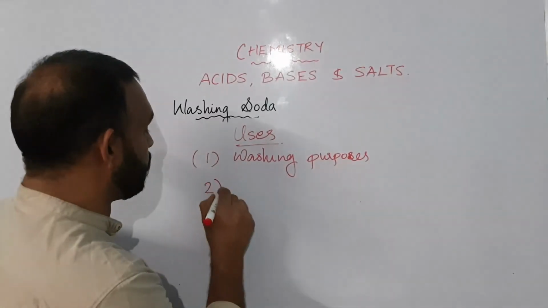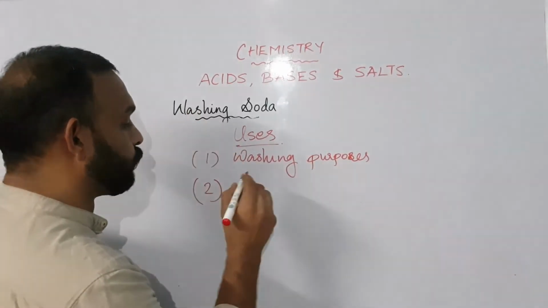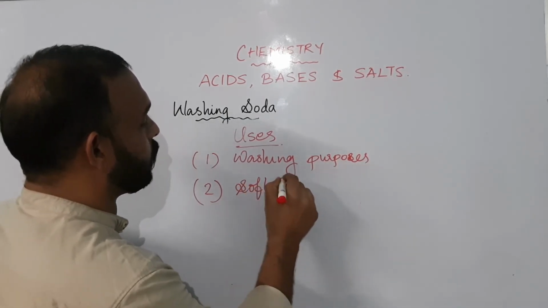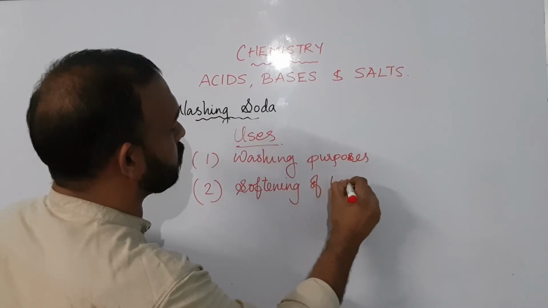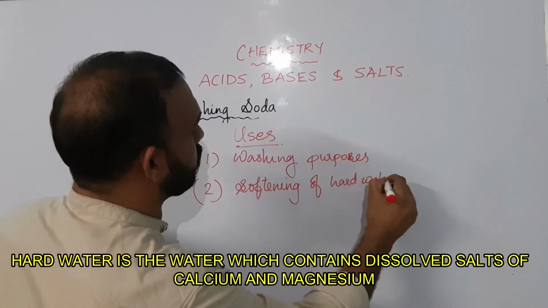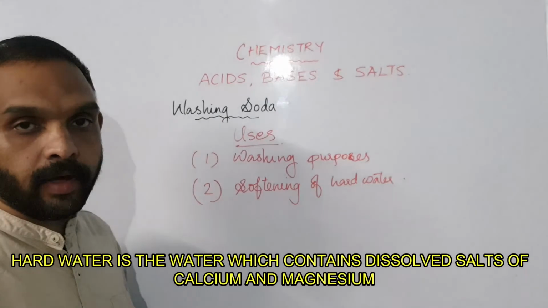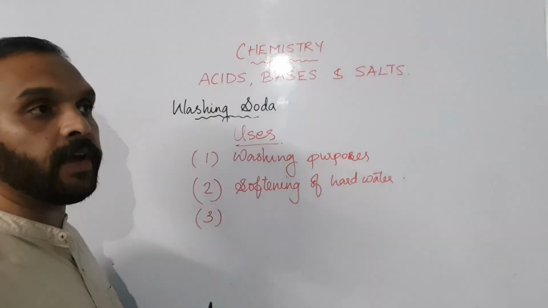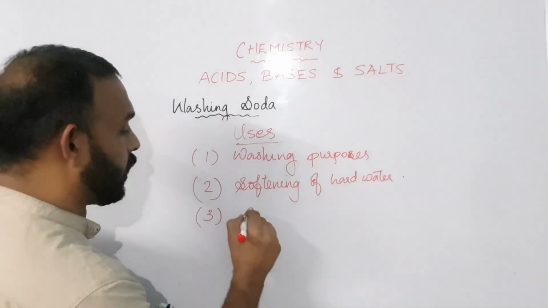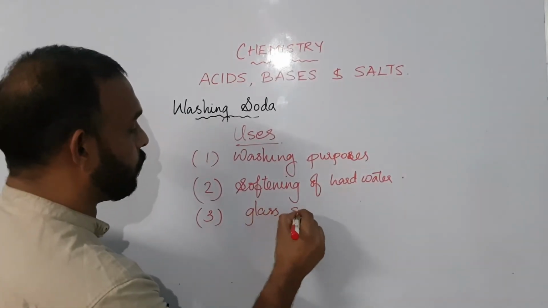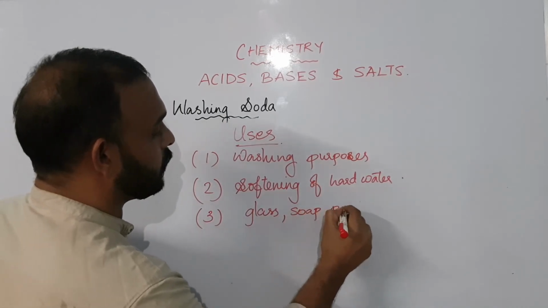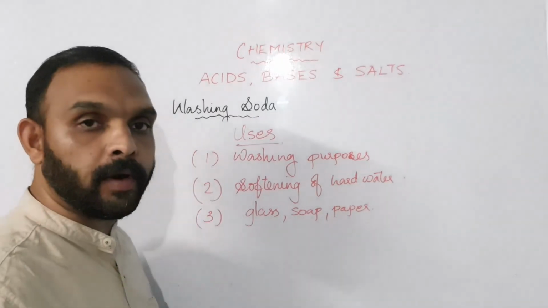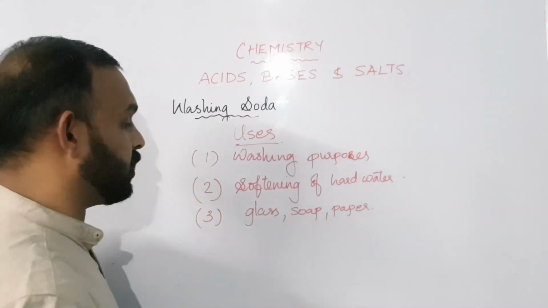Second use is that it is mainly used for softening of hard water. You know what is meant by hard water? For softening hard water, we are using washing soda. Another use of washing soda is that it is used in the manufacture of many useful products like glass, soap, paper, etc. So in the production of all these useful products, this is used as a raw material.